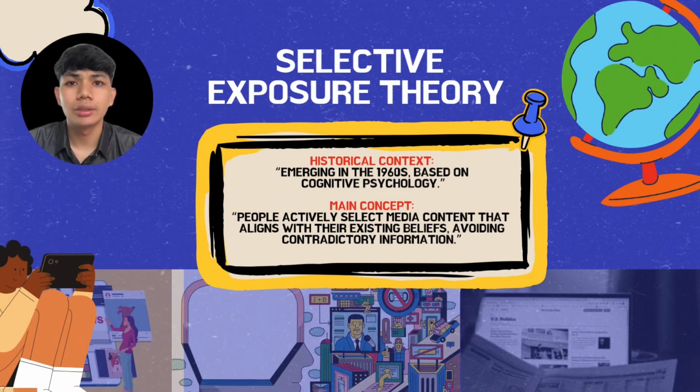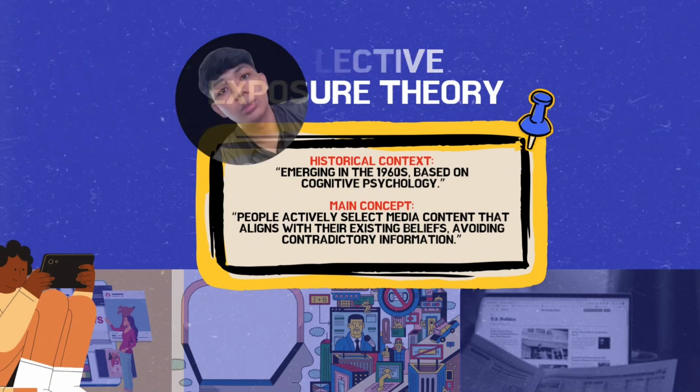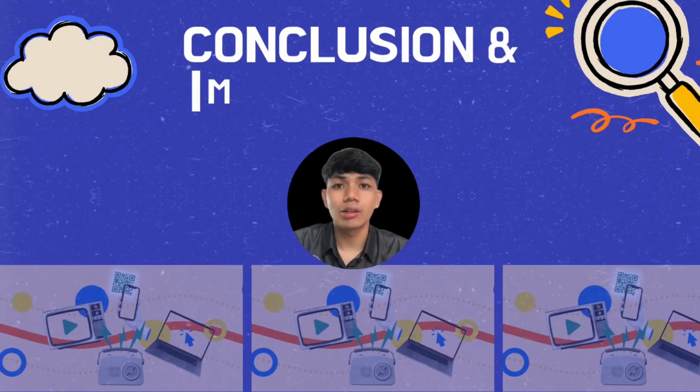The main concept of this theory is that individuals actively seek out media that reinforce their existing attitudes and beliefs, avoiding content that might create cognitive dissonance. It emphasizes an active role for the audience in media consumption. This theory has become especially relevant in the age of the internet, where algorithms personalize media feeds, reinforcing existing beliefs and creating echo chambers.